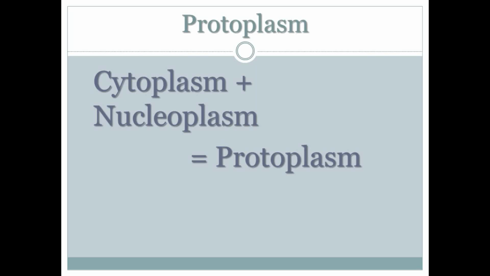Now about protoplasm. You must have heard of the term protoplasm. Protoplasm is actually cytoplasm together with nucleoplasm. Cytoplasm is the jelly-like substance which is present in between the plasma membrane and the nuclear membrane, and nucleoplasm is the jelly-like substance which is present inside the nucleus. So protoplasm means cytoplasm together with nucleoplasm.